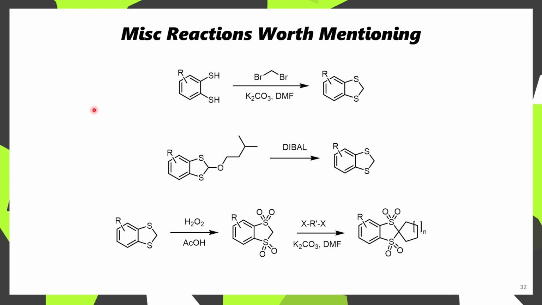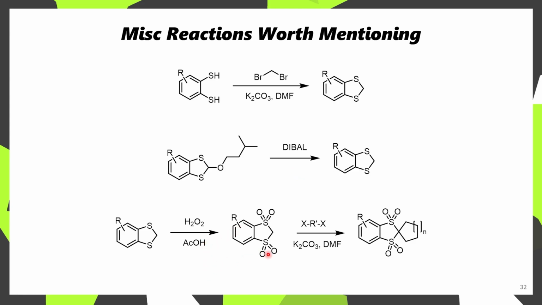There's a couple other reactions I wanted to note here at the end. If you take the dithiol, you can use dichloromethane, but it may be more advantageous to use dibromomethane. It's also possible to go from this isoamyl compound directly to the dithiol using DIBAL, but you might prefer to use sodium borohydride on the dithiolilium, whatever you like, honestly.